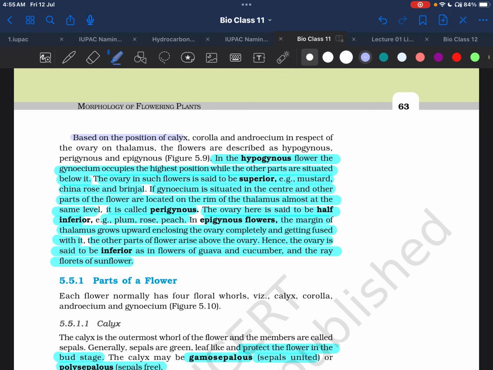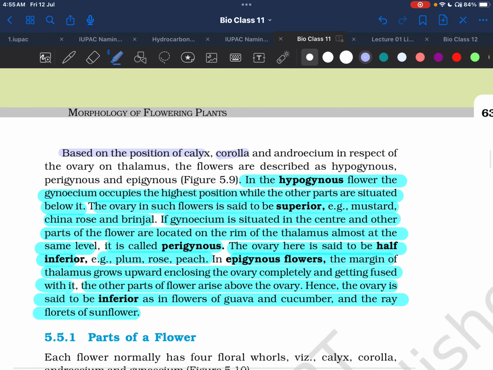Based on the position of calyx, corolla, and androecium in respect of the ovary on thalamus, the flowers are described as hypogynous, perigynous, and epigynous. In the hypogynous flower, the gynoecium occupies the highest position while the other parts are situated below it. The ovary in such flowers is said to be superior. Example: mustard, China rose, and brinjal. If the gynoecium is situated in the center and other parts of the flower are located on the rim of the thalamus almost at the same level, it is called perigynous. The ovary here is said to be half inferior.